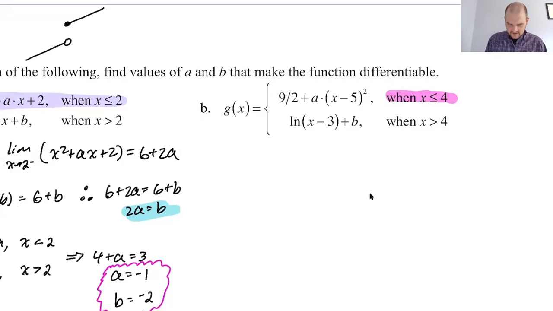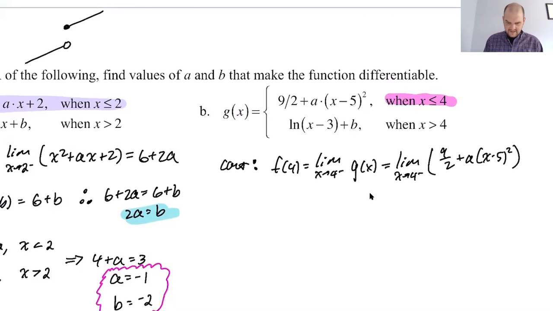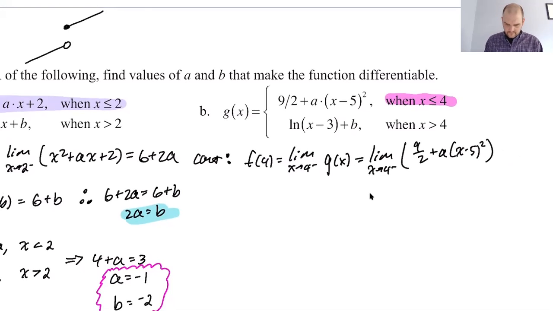All right, so let's make it continuous. We need f of 4, which will equal the limit as x approaches 4 from the left of g of x. And that'll be the limit as x approaches 4 from the left of, this is a weird function, 9/2 plus a times x minus 5 squared. Can I scroll over? I can't. Can I pick things up and move them? I bet I can. Let's move that over. So direct substitution gives me 9/2 plus a.